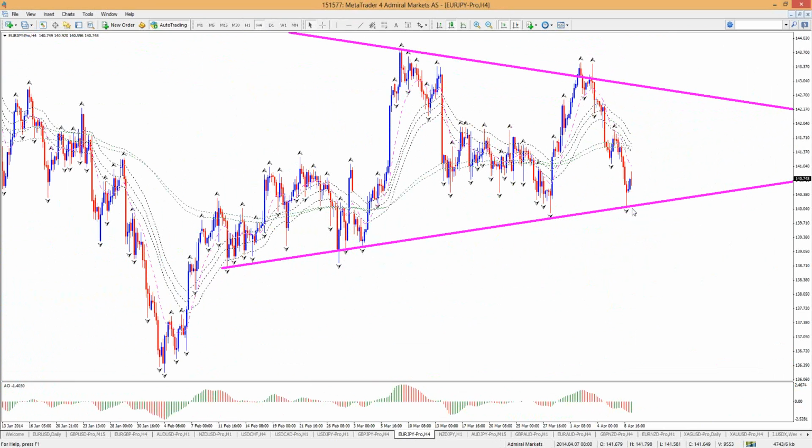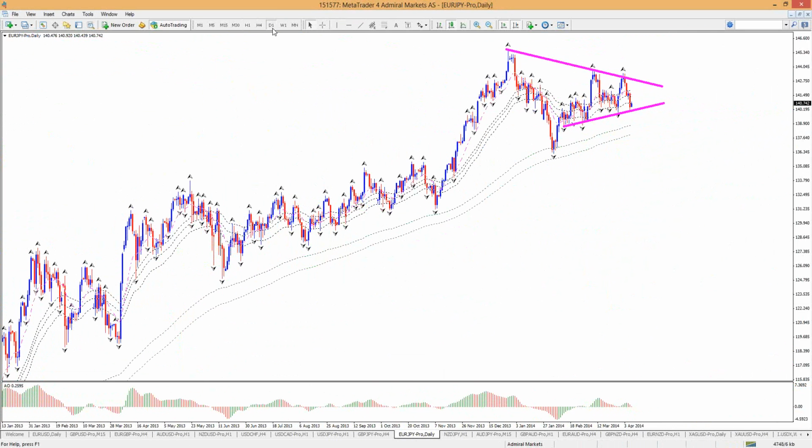So I just like trending more. I mean, I don't like trading ranges, specifically halfway. So my main analysis basically would be that simple. Wait for the break of one of these two.